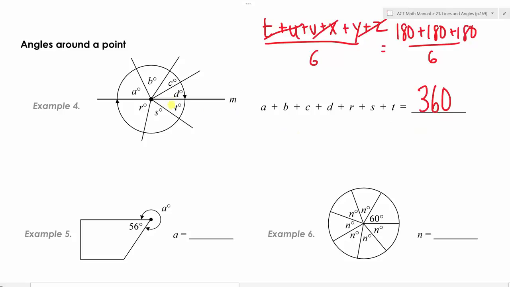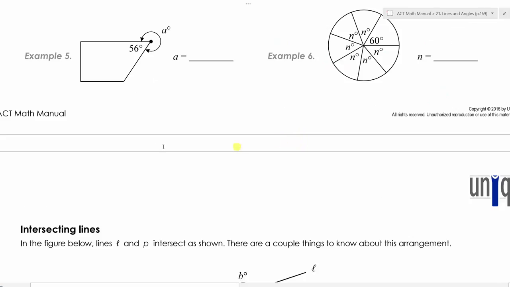So all of these angles added together, since they make up the entire angle all the way around this point here, would all add up to 360 degrees. Examples 5 and 6, you might want to pause the video and try these on your own. I'm going to go ahead and do them now.